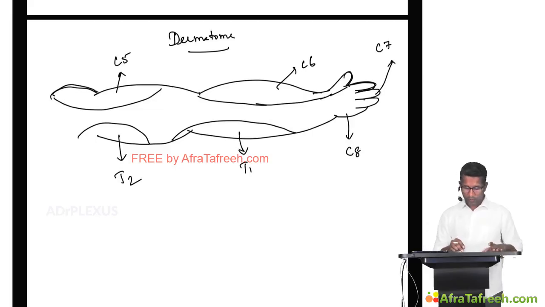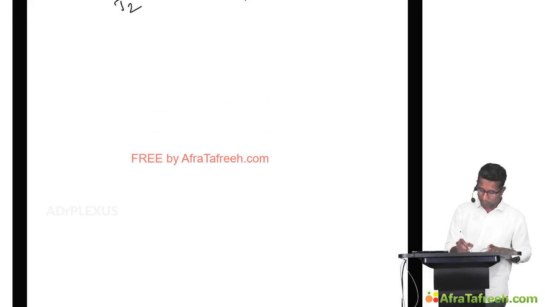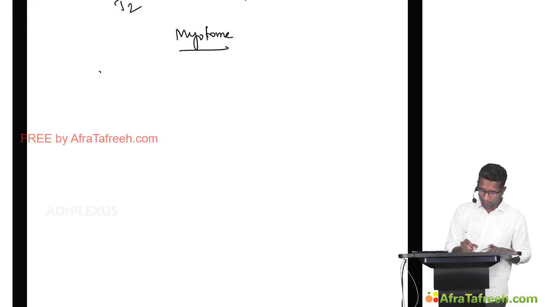Since we have seen dermatomes, just a few things about myotomes. The myotome of the upper limb: C5 is for shoulder abductors. Shoulder abductors are C5.